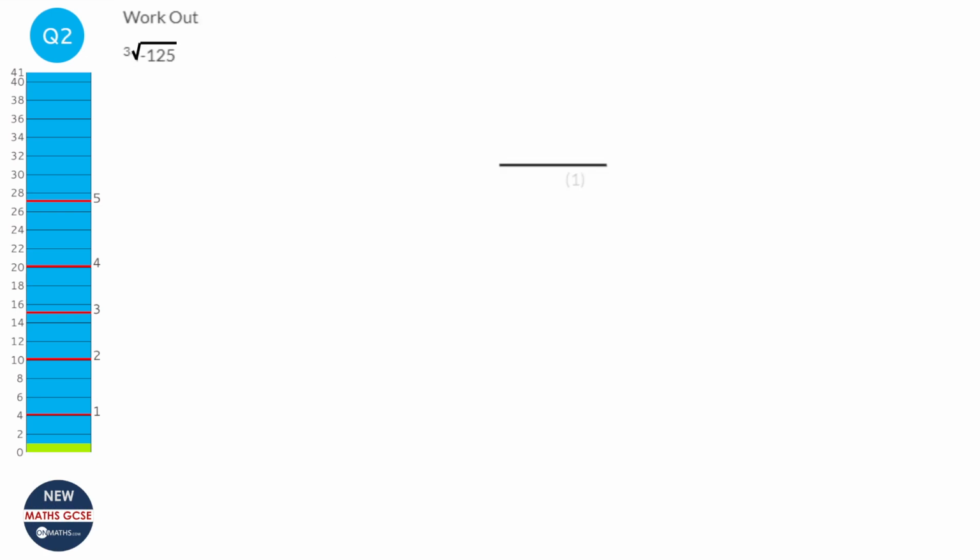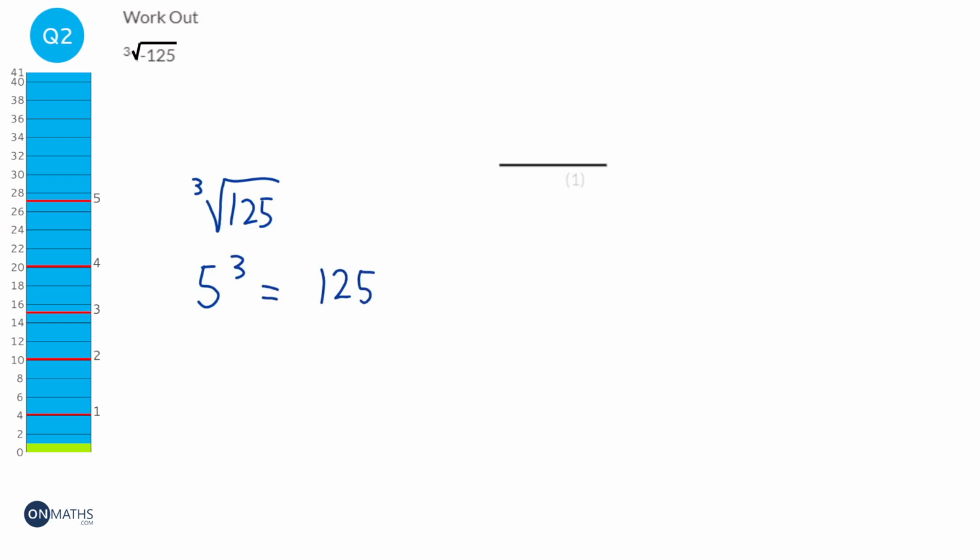Here we're asked for a cube root of a number. So what we need to do is first of all understand what the cube root of 125 is. Well, I know that 5 to the power of 3, 5 cubed, is 125, and that's something you need to know off by heart. Therefore, the cube root of 125 is like the opposite, it's the inverse. So the cube root is the inverse of cubing, so that's going to equal 5. So if the cube root of 125 is 5, what's the cube root of minus 125?